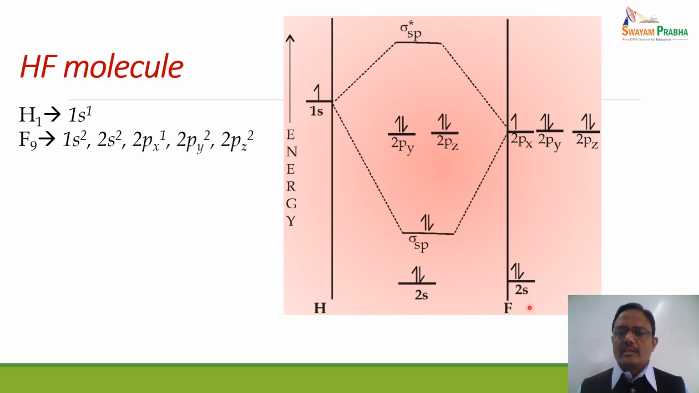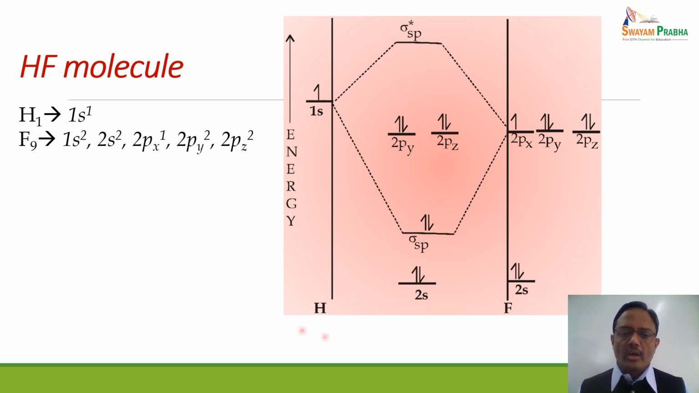Now, in this case, the second shell of fluorine is the shell involved in bonding, but it has 2s, 2py and 2pz orbitals which do not find any orbital in hydrogen with which they can form bonds. So these three orbitals remain as non-bonding molecular orbitals with the same naming, 2s, 2py and 2pz. These are the non-bonding molecular orbitals. They retain their identity even in the molecular orbital form.